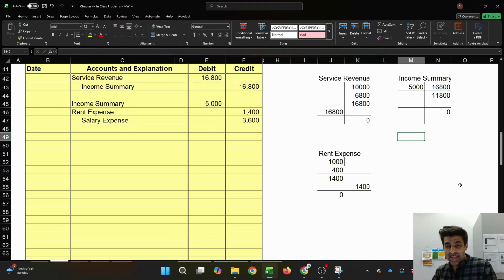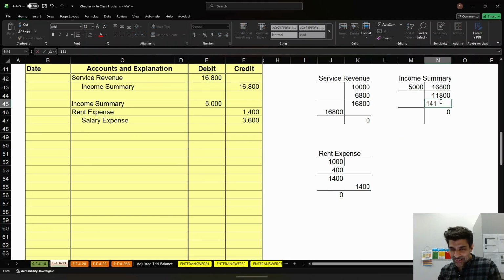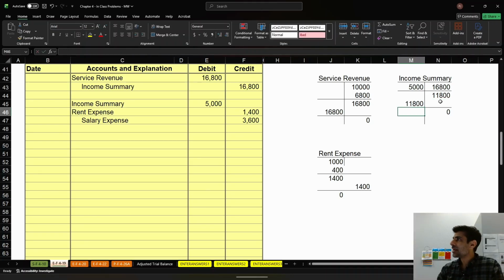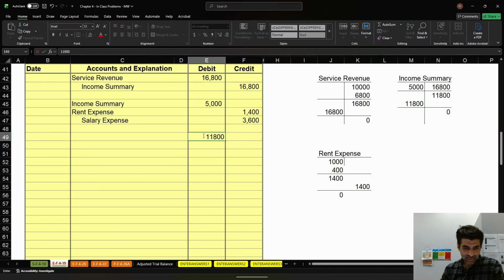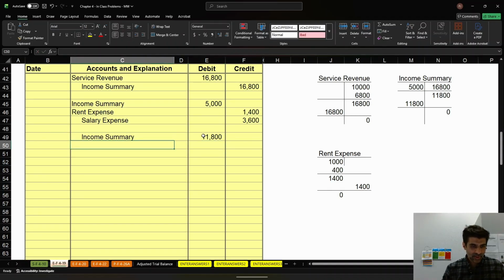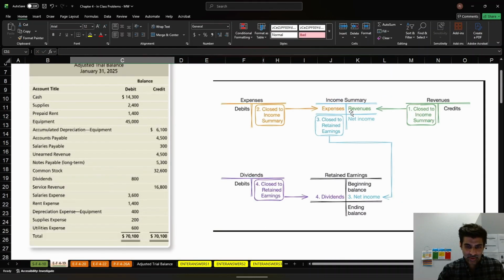What do you think? Should I credit this 11,800? What is that? That's not going to work. No, I need to debit this 11,800. Okay? So 11,000, I'm just going to whatever. It's not the right number, okay? Because I haven't included all the expenses. Income summary, and I'm going to credit retained earnings. Okay? And I see that again in my diagram here. Debit income summary, credit retained earnings.